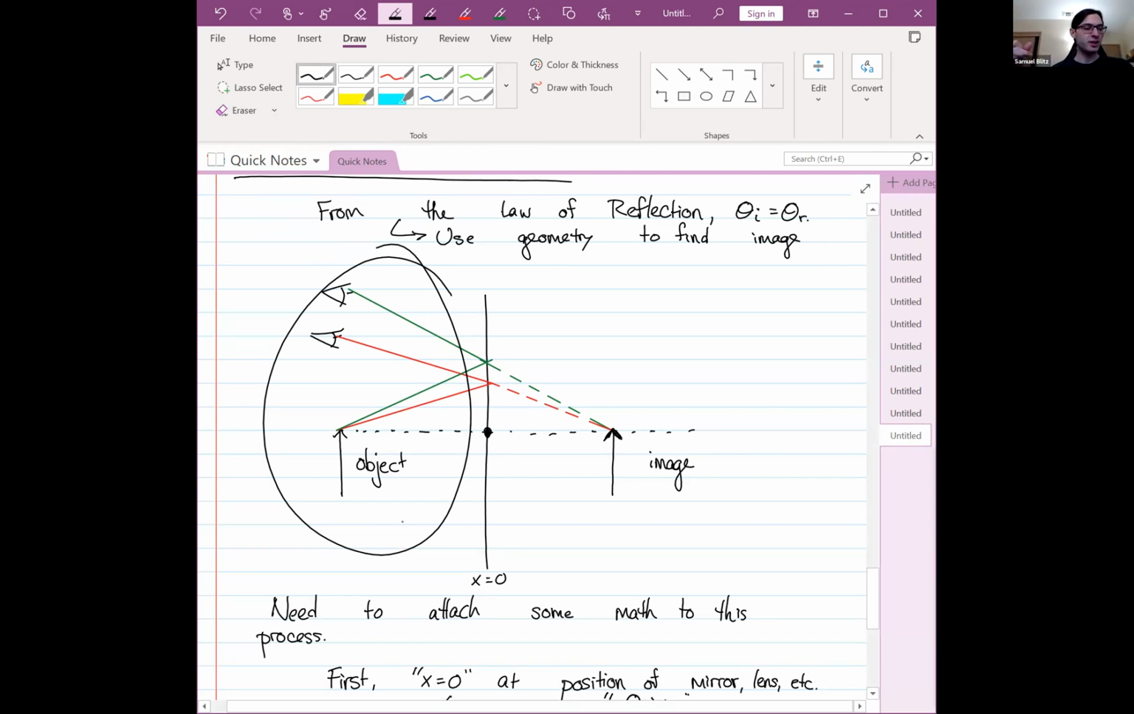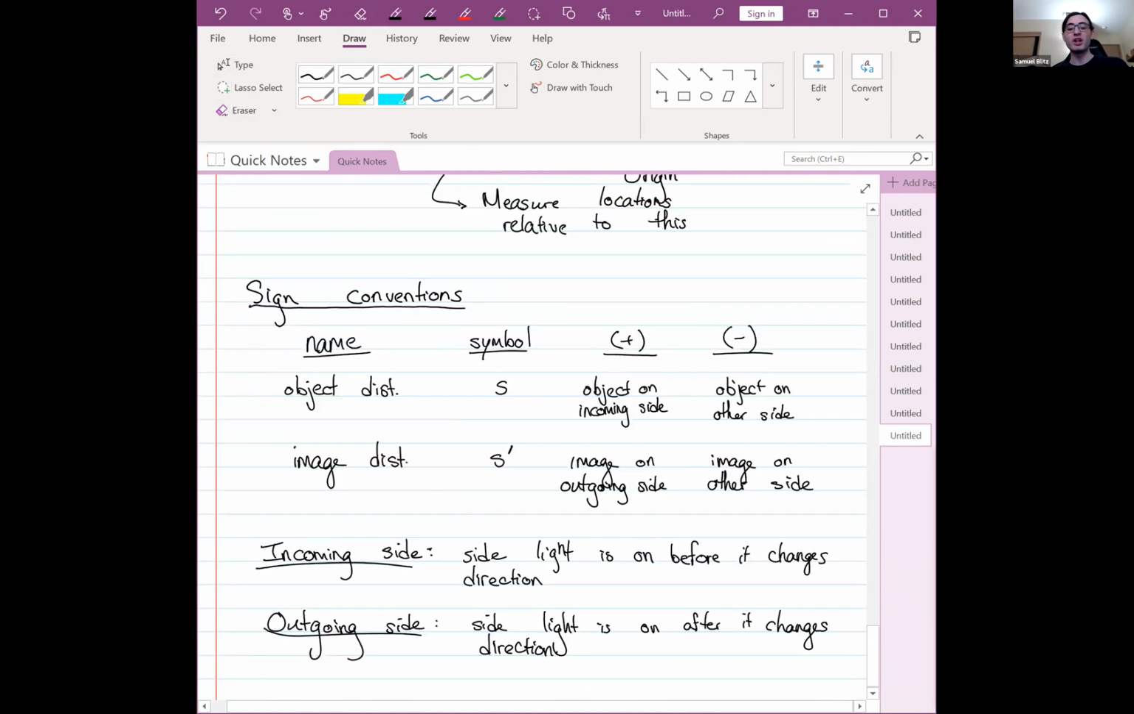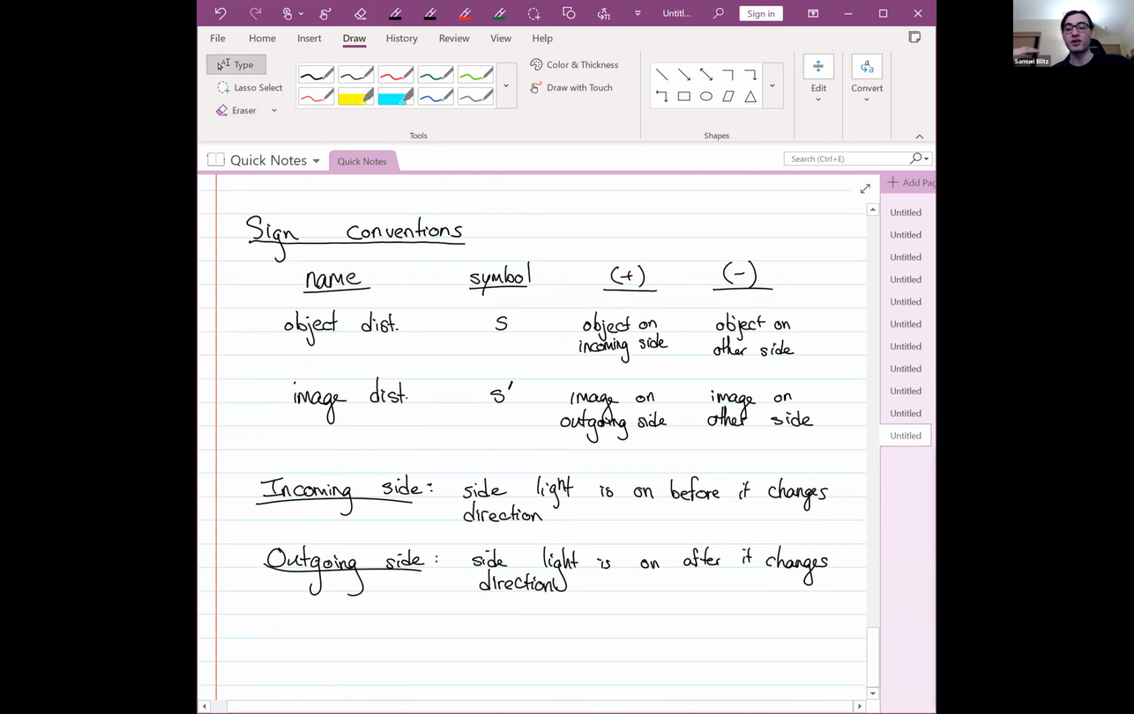So it depends on the optical device which is incoming and which is outgoing. But the notion that s or s prime is positive or negative, depending on the incoming or outgoing sides, will always be the same. And the reason why we choose this is because then it can help us unify both lenses and mirrors, because those are going to be related.